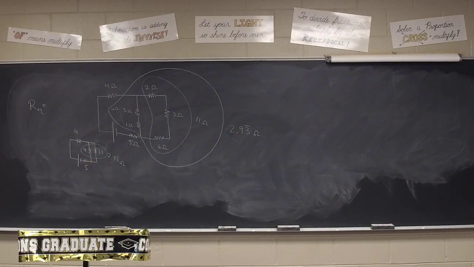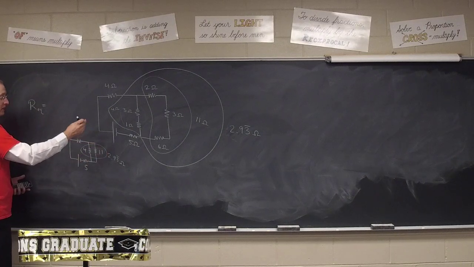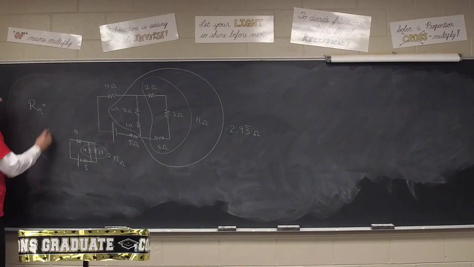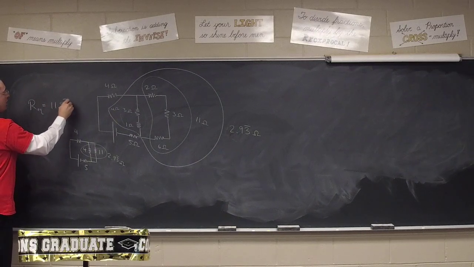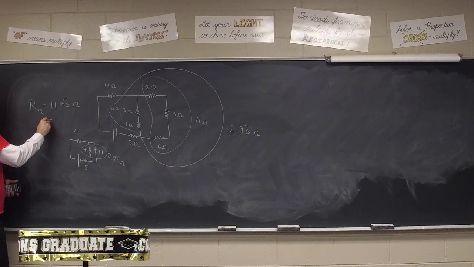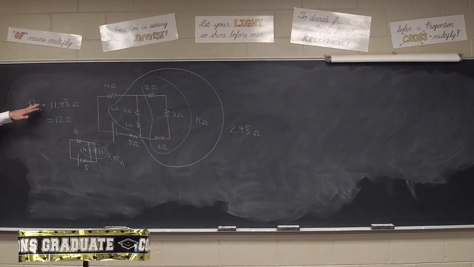Now we go back to simple series. Do I have simple series now? Yes, in fact, they're all in simple series. 4, the equivalent of 2.93 repeating, and 5. And we add those together to get 11.93. Now, as far as the work later on is concerned, we may have to round this off and say we've got about 12 ohms, but for any math we do, we would use the 11.93 repeating in calculation.